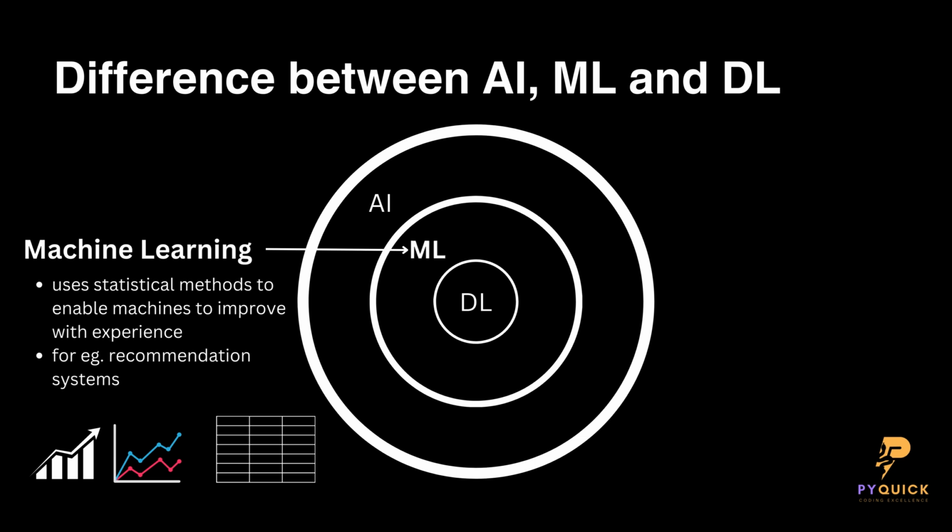Machine learning, or ML, is a subset of AI. It uses statistical methods to enable machines to improve with experience. Imagine it as a smaller circle inside the AI circle. So if AI is the umbrella term, ML is one of the many ways we achieve AI.